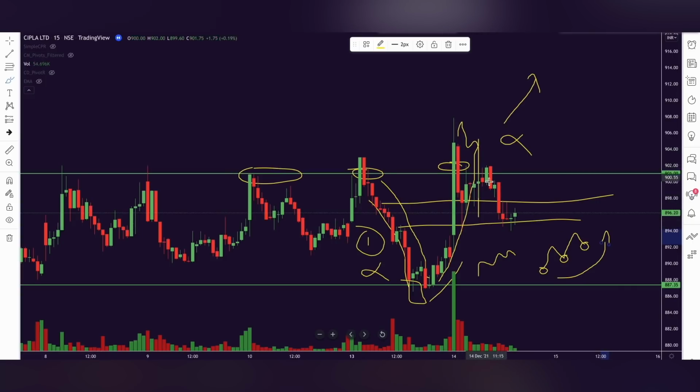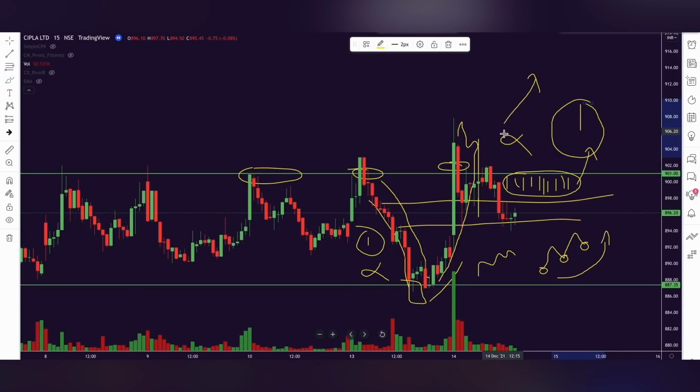Now after this parabolic rejection, if the market stays below this trend line for a certain time and then gives a breakout, that is a healthy momentum because this can act as an accumulation zone. So this is the first mistake which a lot of traders make. They enter the trade looking at parabolic moves.